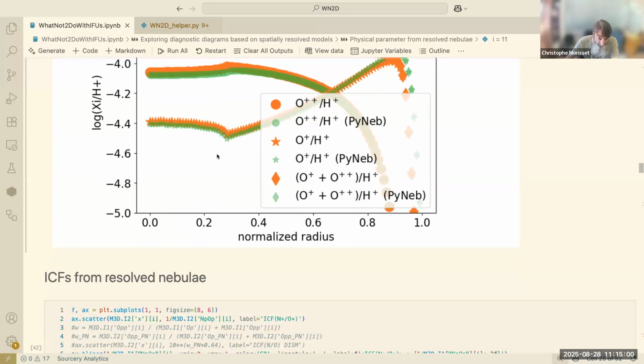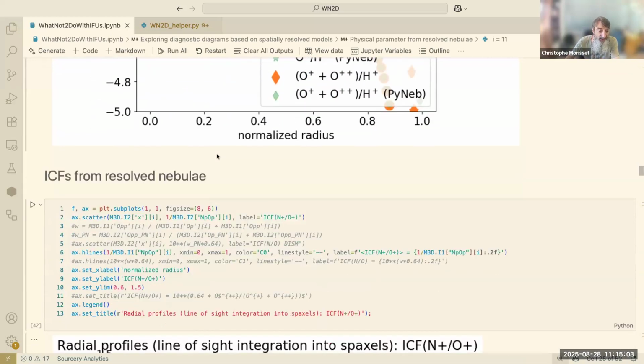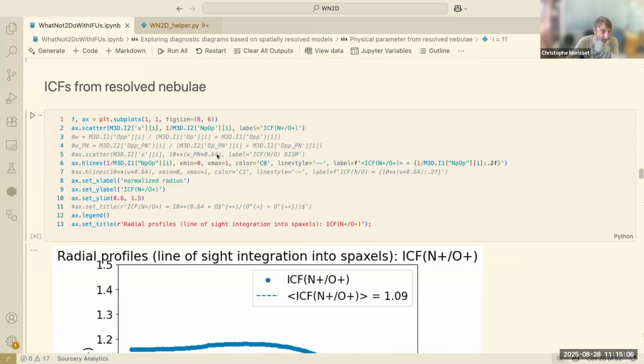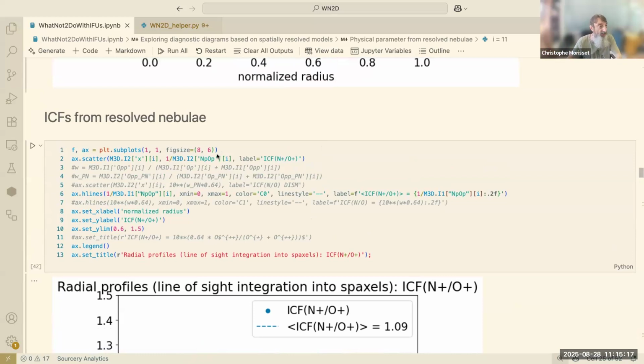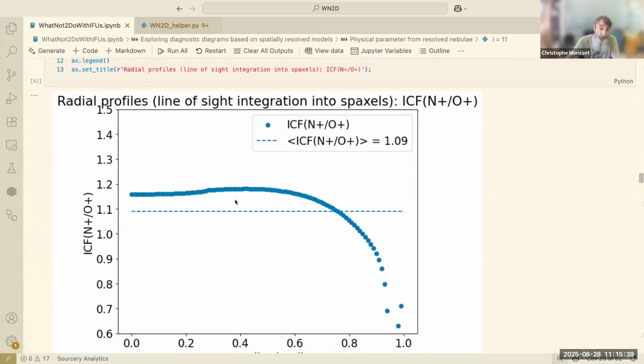Great. Now, let's see what's happening with the ICF. So the ICFs are those factors that correct for the unseen ions. For example, N++ is not seen. It doesn't emit in the optical. There are no N3 lines. There are O2, O3, N2, but not N3. So the ICF is how you will determine the nitrogen abundances, even without seeing the N++ ionic abundances. So that's the point of the ICF, ionization correction factor.